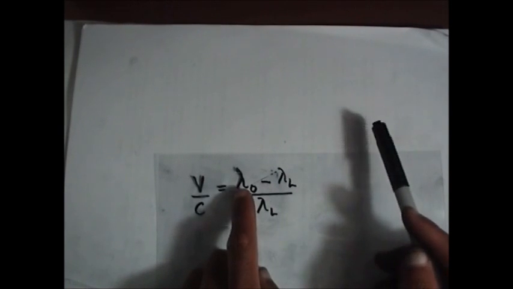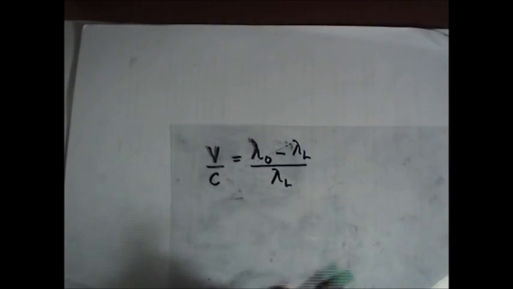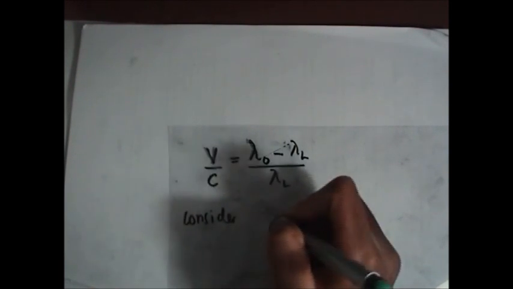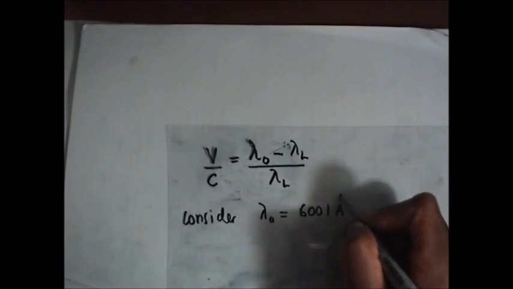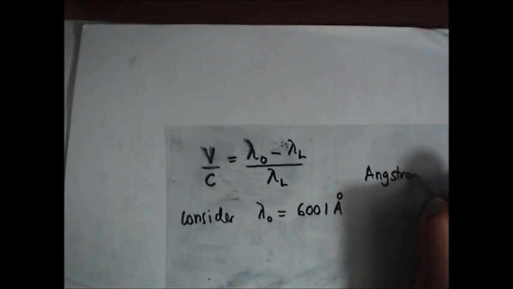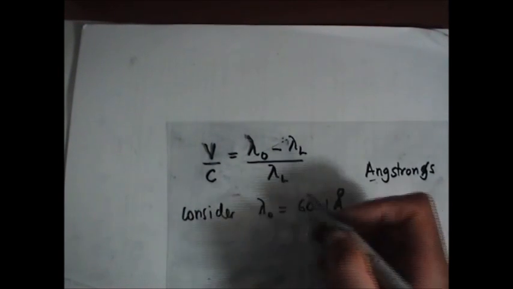So this is either lambda A of approach, or lambda R that you're going to see when it's receding. So let's get an example. Consider when lambda O is equal to 6001 angstroms. These are called angstroms. I think it's angstroms, I'm not quite sure, but I just know it's angstrom. I'll confirm that and put it in the description.